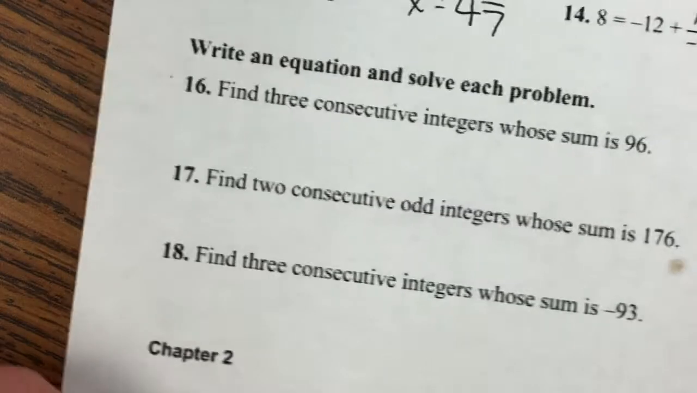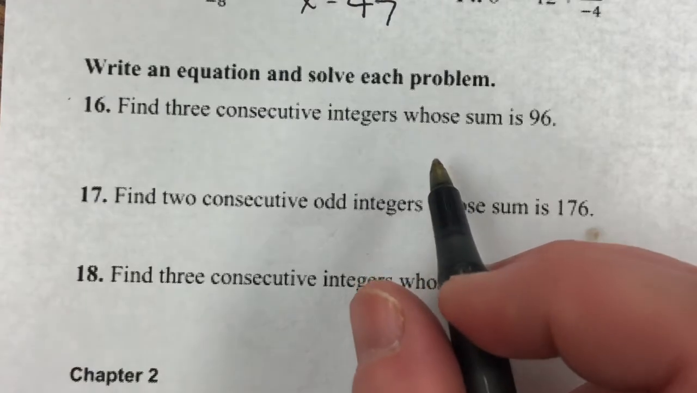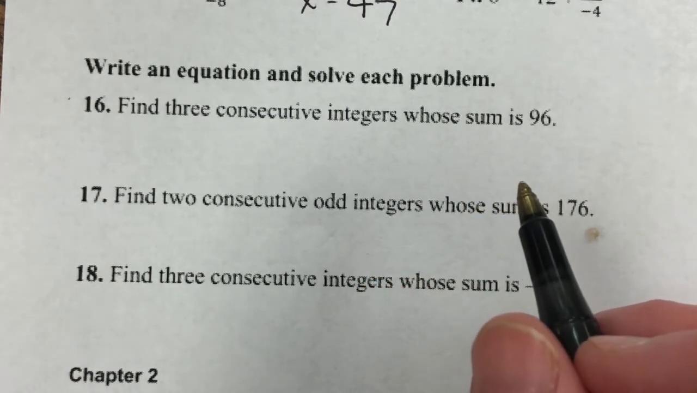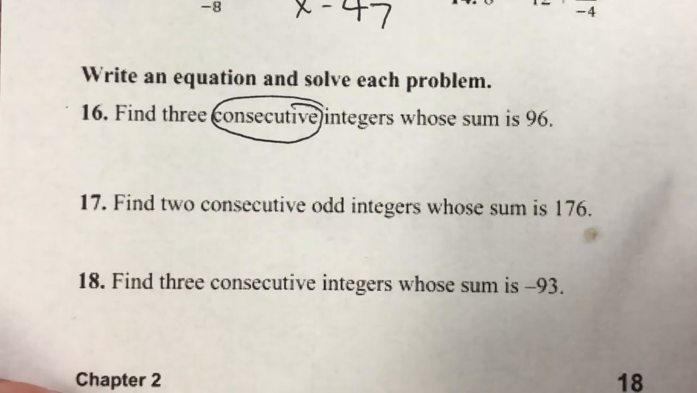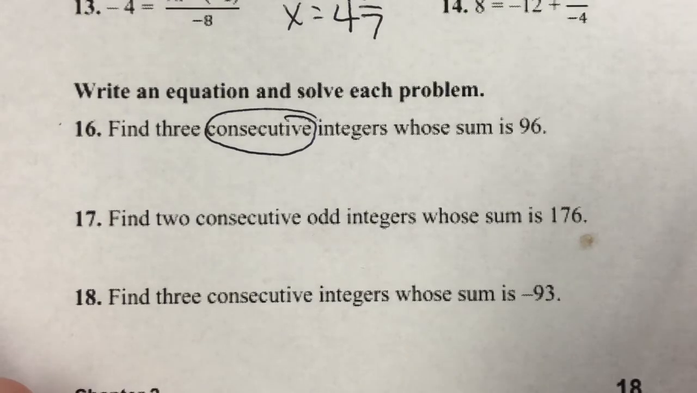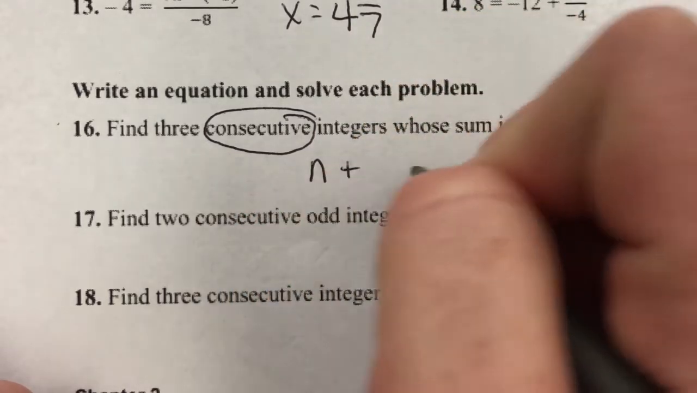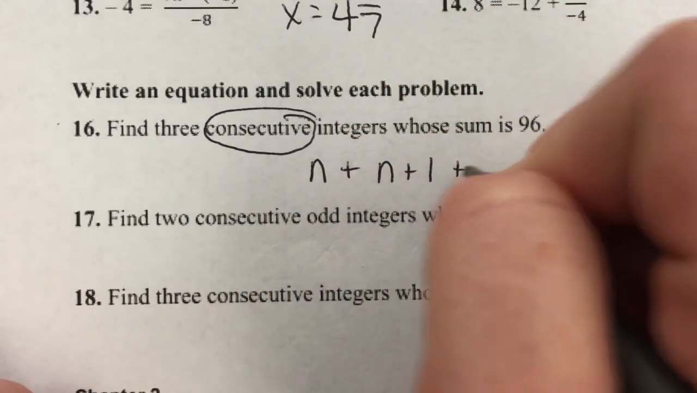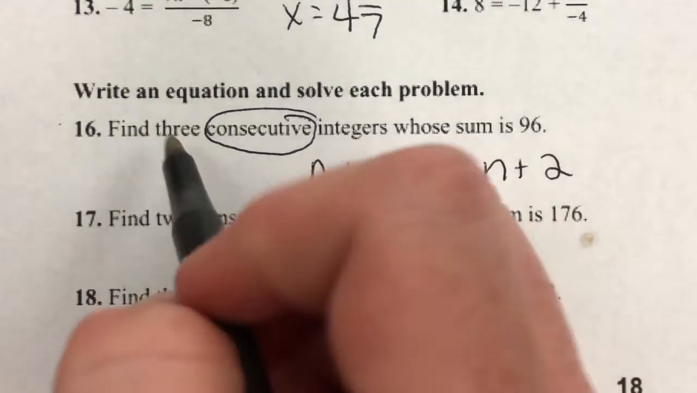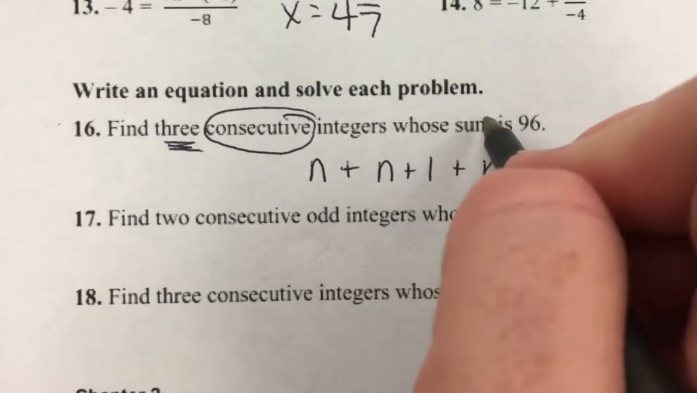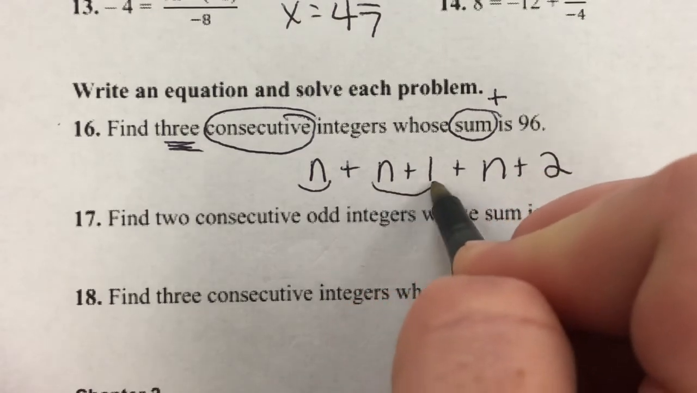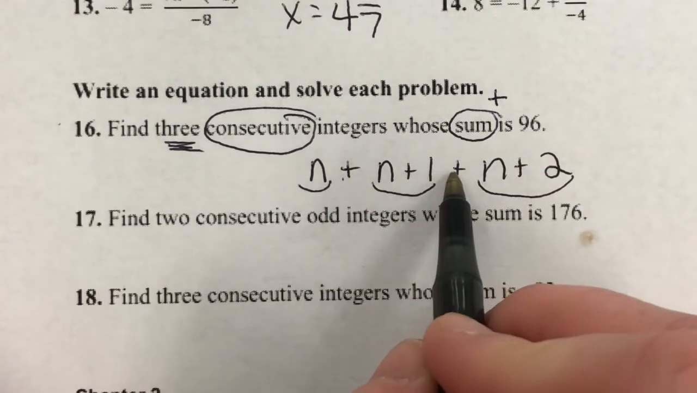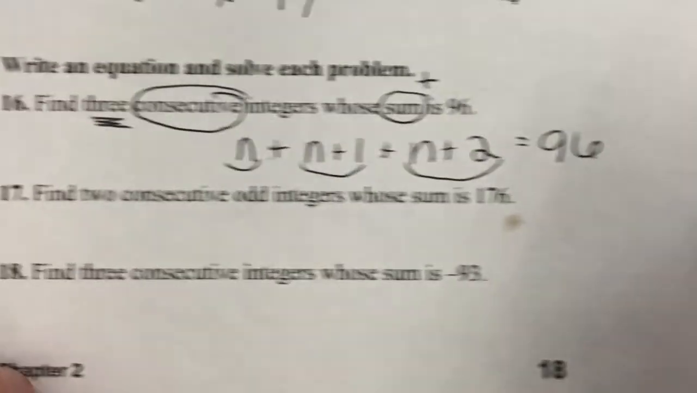So these last couple problems down here: find 3 consecutive integers whose sum is 96. Consecutive means n plus 1, n plus 2, n plus 3. It doesn't matter what the first one is, just any 3 consecutive integers. The first one's going to be n, the second one's going to be n plus 1, the third one's going to be n plus 2. Find 3 consecutive integers whose sum is 96.